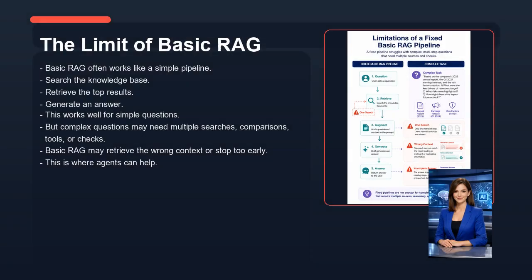Now let's look at the limit of basic RAG. Basic RAG often works like a simple pipeline. Search the knowledge base. Retrieve the top results. Generate an answer. This works well for simple questions. But complex questions may need multiple searches, comparisons, tools, or checks. Basic RAG may retrieve the wrong context or stop too early. This is where agents can help.